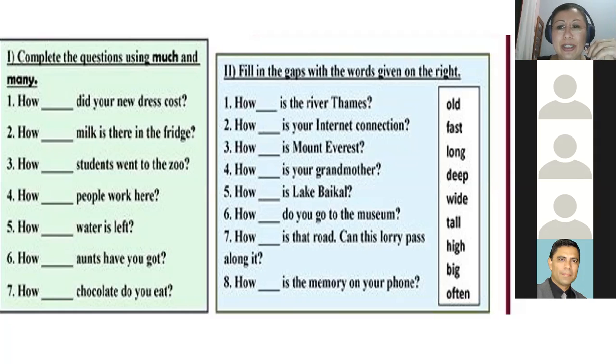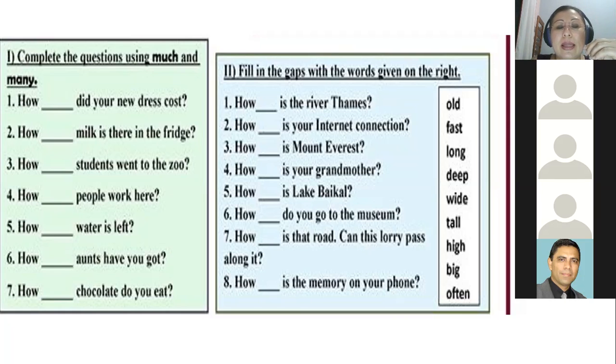Okay, great. Number 2, how fast is your internet connection? Very good. Number 3, how high is Mount Everest? High, because we use high with things, right? And we use tall with a person.